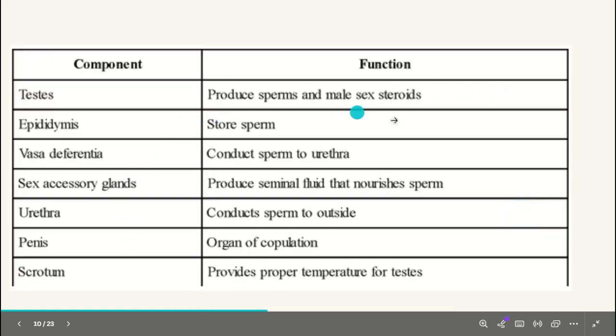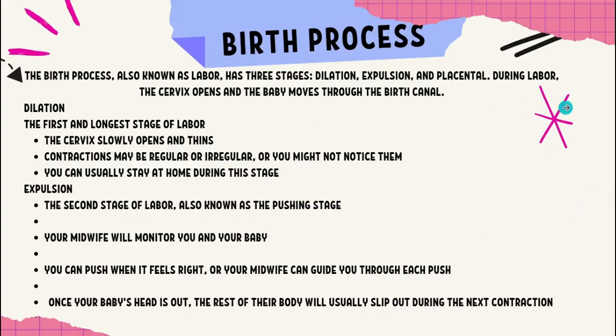So basically those are the functions, and now the birth process. The birth process, also known as labor, has three stages: the dilation, expulsion, and placental. During labor, the cervix is going to open and the baby is going to move through the birth canal. So the first thing is dilation. This is the first and longest stage of labor. Remember how you may have watched YouTube or a movie and you hear the doctor say 2 centimeters dilated or 3 centimeters dilated? It's basically this. So this is the first part of the birth process.